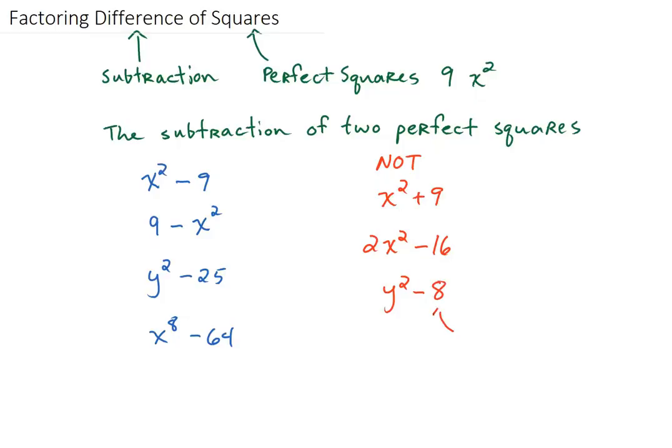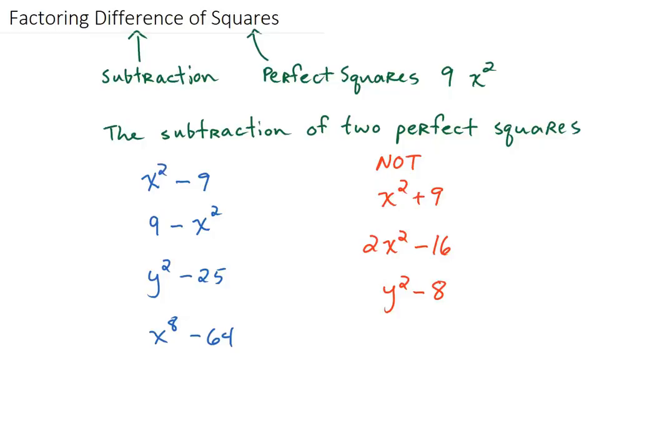Same thing if you had something like y squared minus 8. 8 is divisible by 2, and so sometimes students will be tempted into thinking of it as a perfect square, but it can't be square rooted to a whole number. It can only be divided by 2 to get a whole number. So this is not a perfect square. Hopefully that gives you a sense of what is and is not a difference of squares.